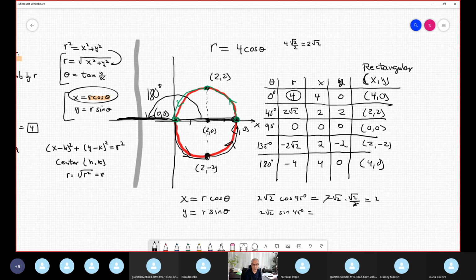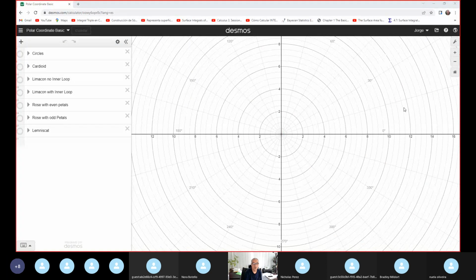Let me know if you see or no Desmos. Do you see Desmos now or no? Do you see? Yes, I can see it.